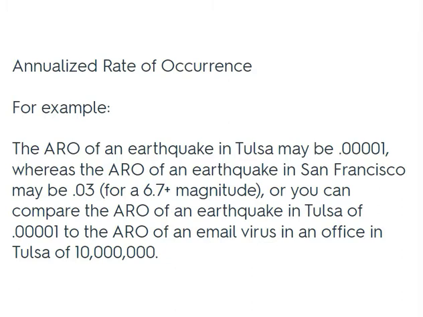Annualized rate of occurrence. For example, the ARO of an earthquake in Tulsa may be 0.00001, whereas the ARO of an earthquake in San Francisco may be 0.03, or you can compare the ARO of an earthquake in Tulsa of 0.00001 to the ARO of an email virus in an office in Tulsa of 10 million.